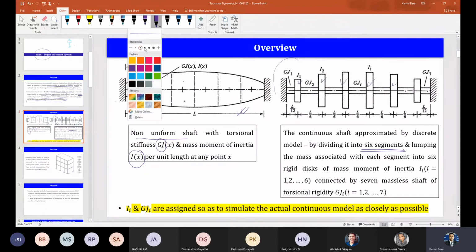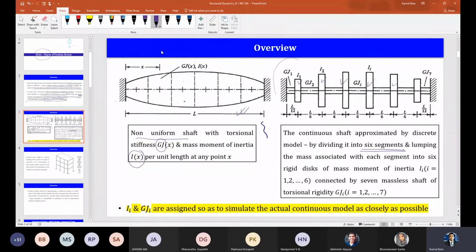Okay, so I have divided this into 6 segments. You see, associated with each segment there is a mass moment of inertia I_i, connected by 7 massless shafts of torsional rigidity GJ. So this acts like a rotor spring of GJ_i, i equal to 1 to 7.